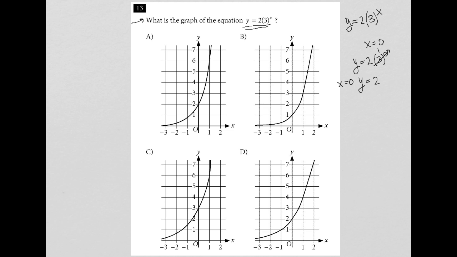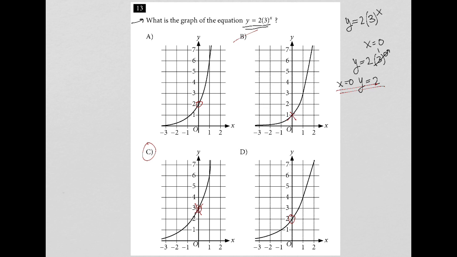So that tells us that our y-intercept should be 2. So we see that we do have a y-intercept of 2 for choice A. For choice B, we do not, so B is gone. For choice C, we also do not, so C is gone. And for choice D, we do, right? So just knowing this bit of information, we were able to narrow it down to only 2 options.